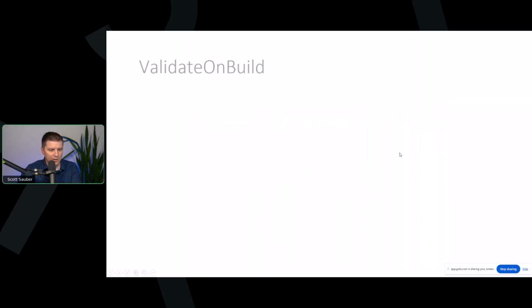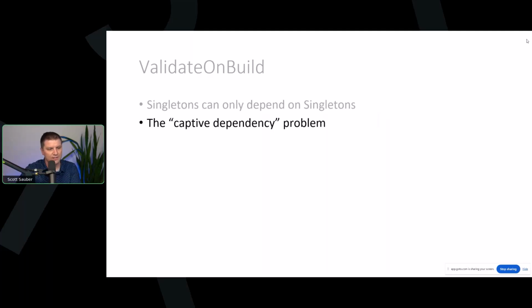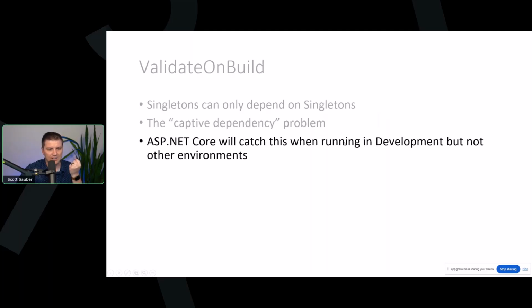All right, validate on build. This is also a quick one. In dependency injection, singletons can only depend on singletons, otherwise they aren't singletons. So if you have a singleton that depends on a transient or scoped, now it's not really a singleton, and you end up with this problem that's known as the captive dependency problem, because you've got a scoped or transient service that needs to be disposed of, but it's captivated by a singleton.